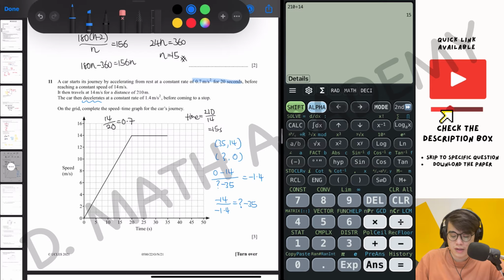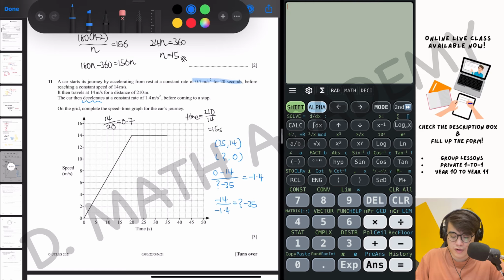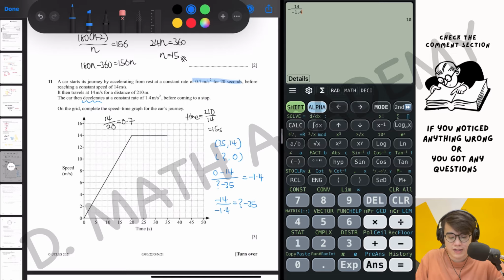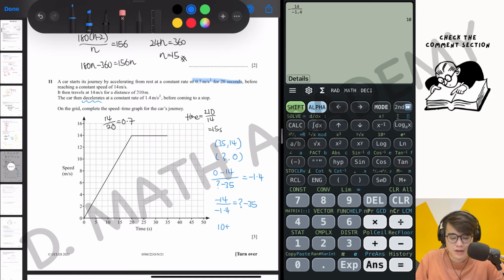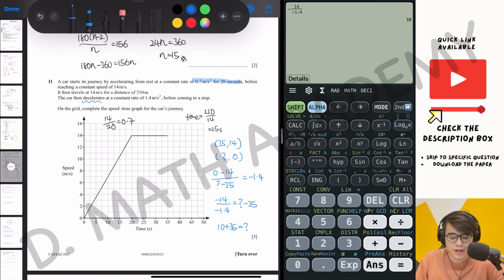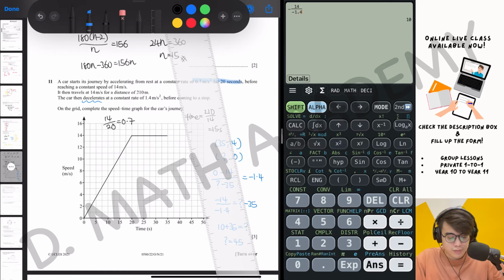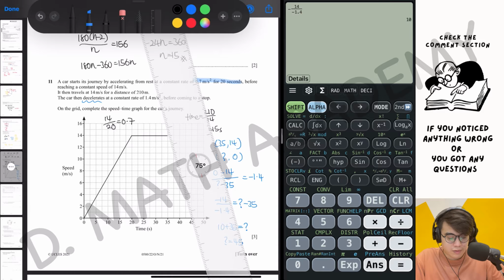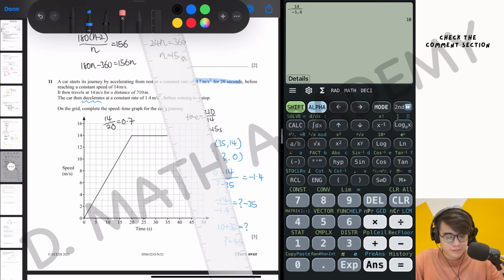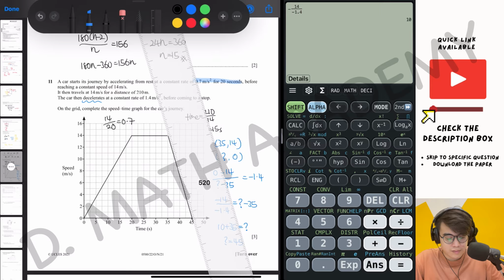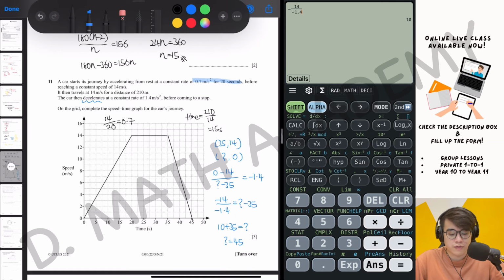So you can key in negative 14 over negative 1.4. Okay, you get 10 here. 10 plus 35 equals your unknown. So your final answer here will be 45. So let's bring it up, connect it, then you should be able to get your final answer here. Okay, so this is how the overall graph would look like if I were to run the calculation.